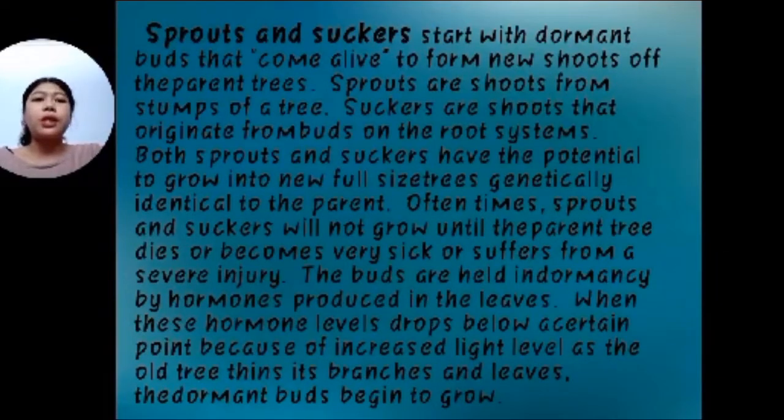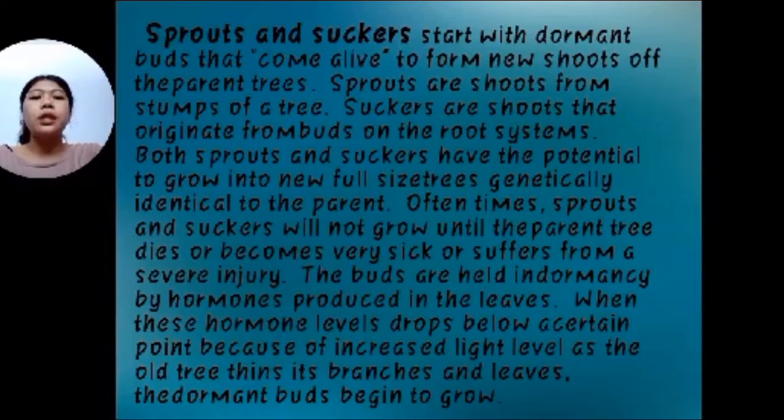Sprouts and suckers start with dormant buds that come alive to form new shoots of the parent trees. Sprouts are shoots from the trunks of a tree. Suckers are shoots that originate from buds on the root systems. Both sprouts and suckers have the potential to grow into new, full trees genetically identical to the parent.